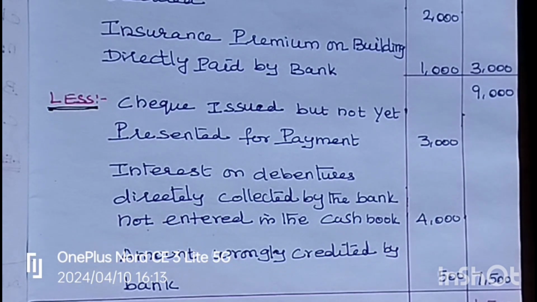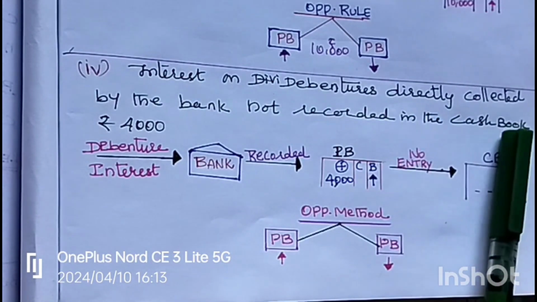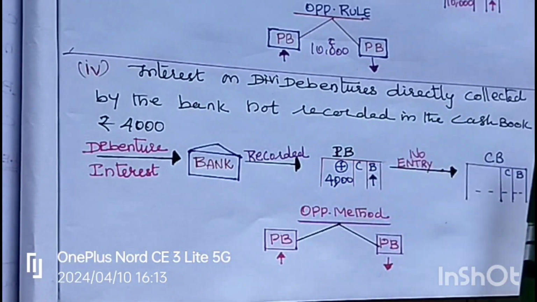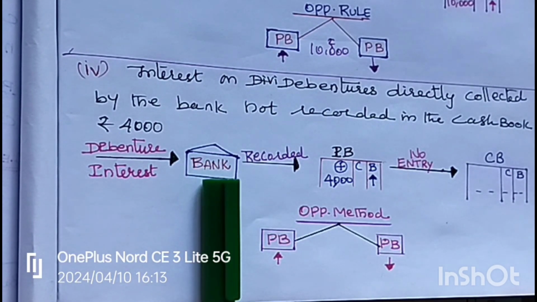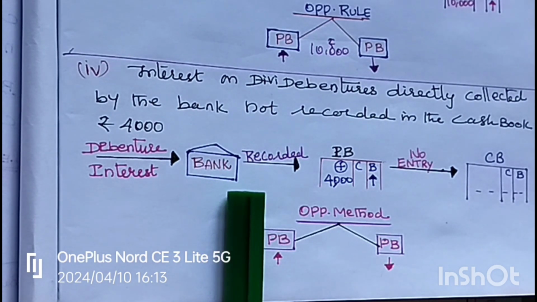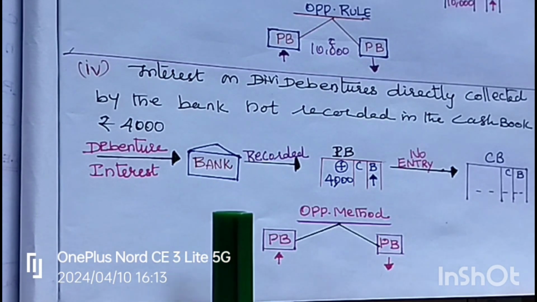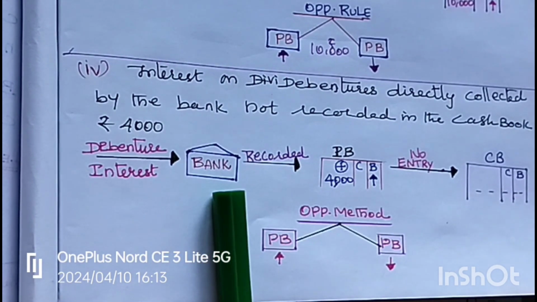We entered. The next transaction is interest on debentures directly collected by the bank, not recorded in the cash book, 4,000 rupees. Say for example, the bank may collect dividend and interest on debentures, interest on investment, directly. Okay. The entry for this will be made in the bank statement on the same day. When they made the collection, the entry was made in the bank statement.